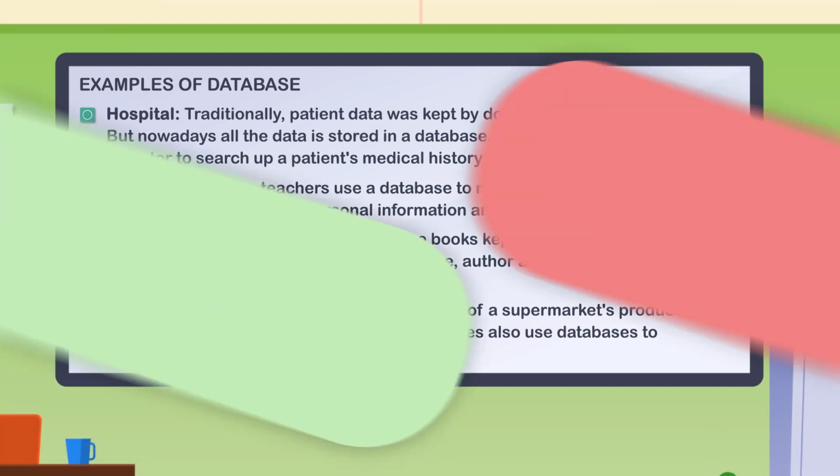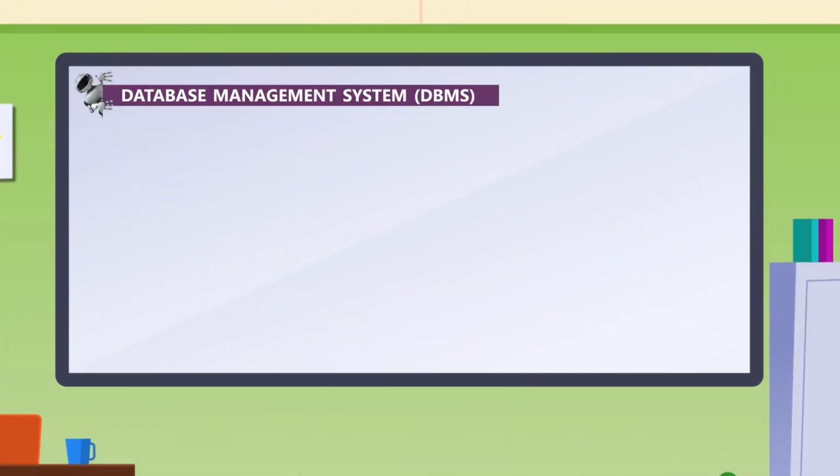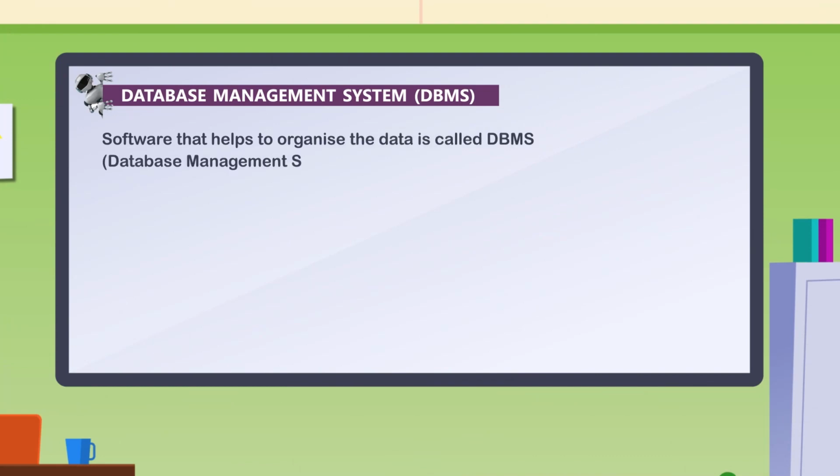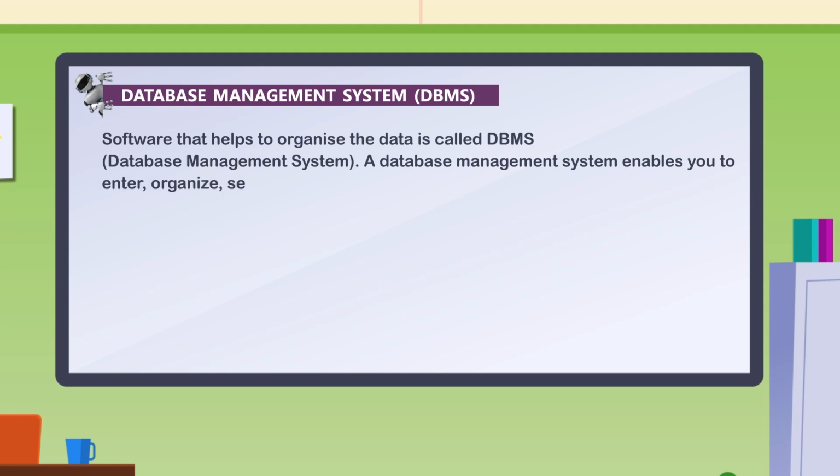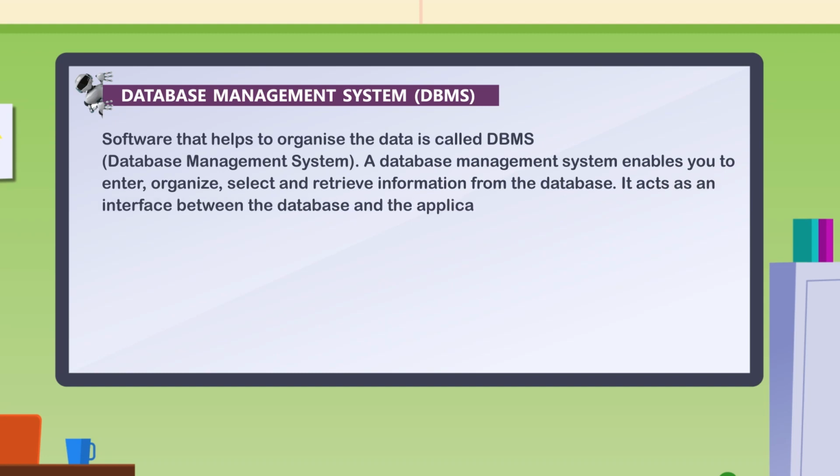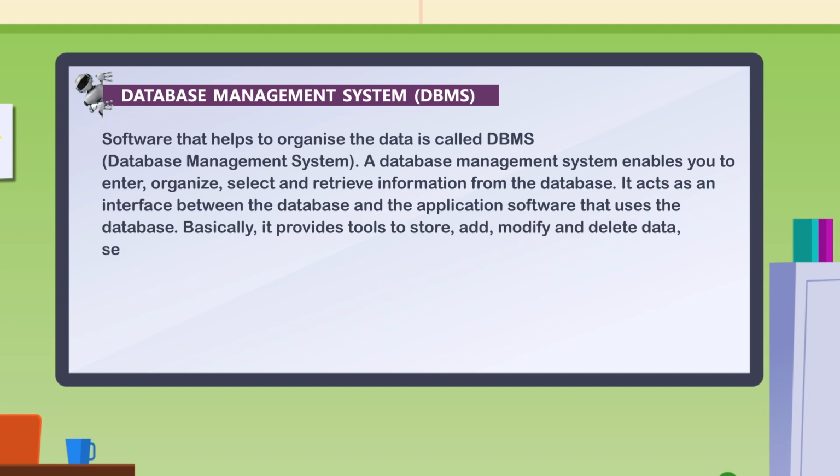And now, let's go ahead and learn about database management system. Software that helps to organize data is called DBMS or Database Management System. It provides tools to store, add, modify and delete data, search for specific data, and generate printed reports of data. It acts as an interface between the database and the application software that uses the database.